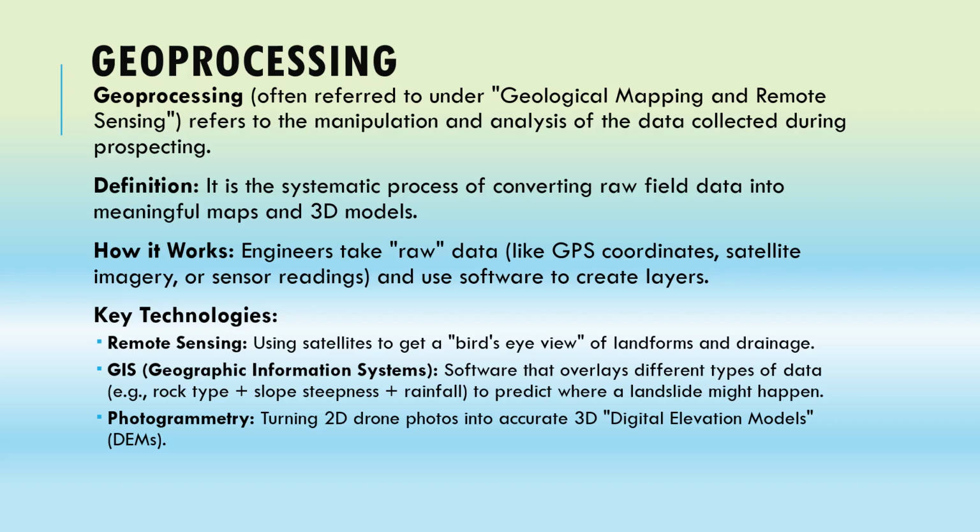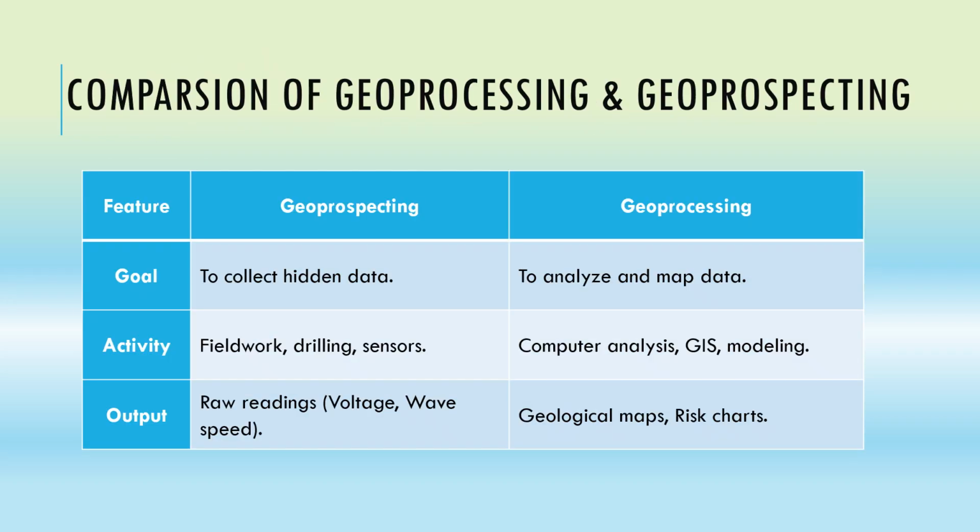prediction modeling also. So comparing geoprocessing and geoprospecting, which is the goal, activity, and what are the outputs in analyzing it: geoprospecting is to collect the hidden data, and geoprocessing is to analyze the hidden data and map it into 3D imaginary models.